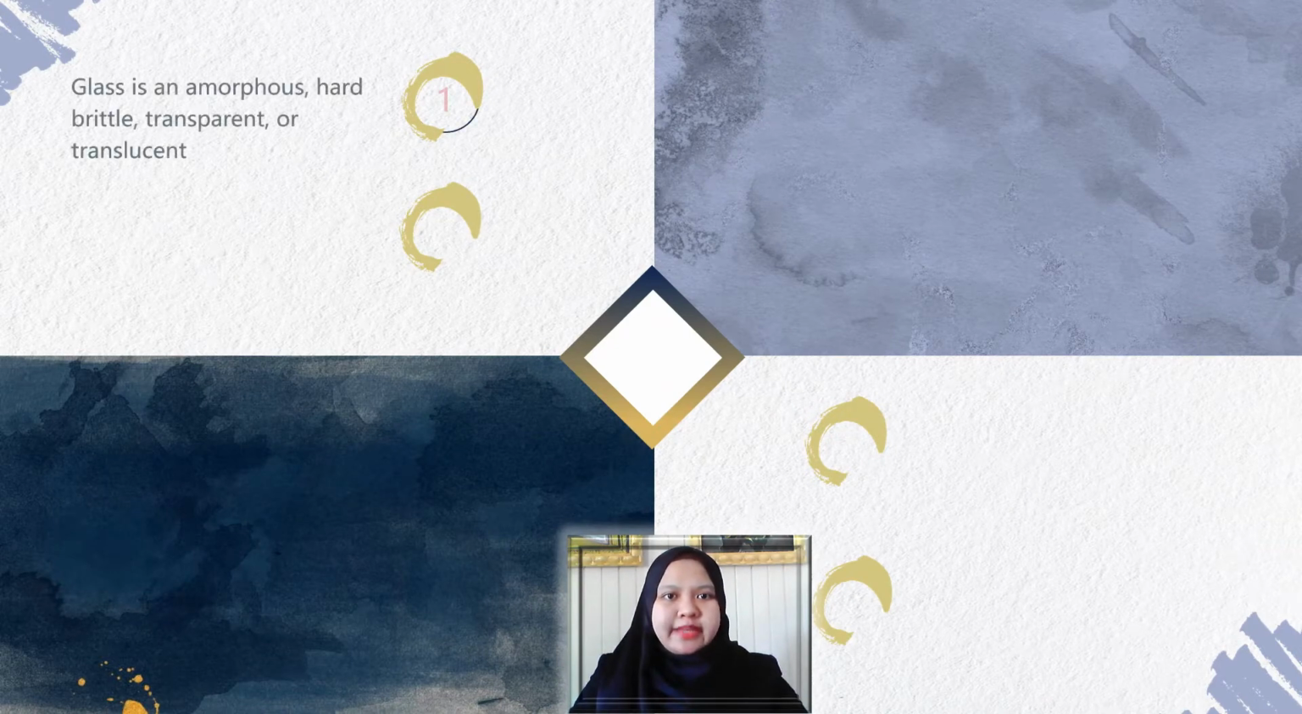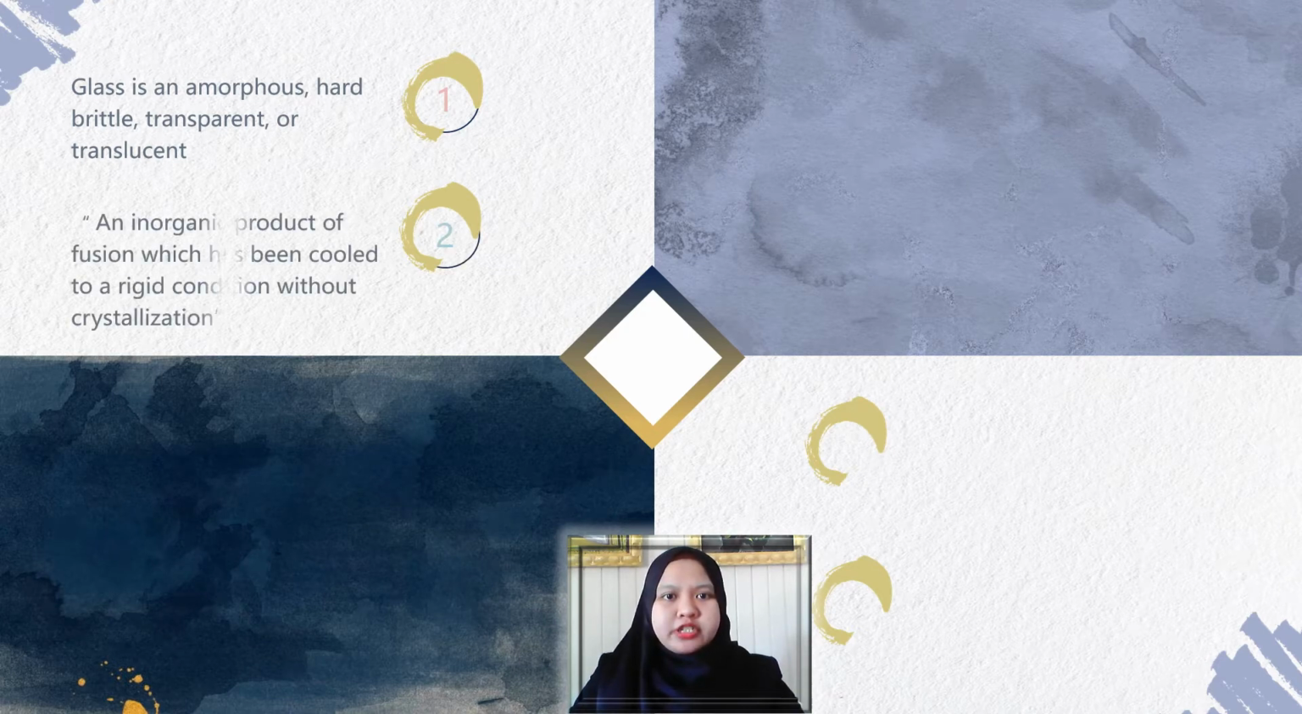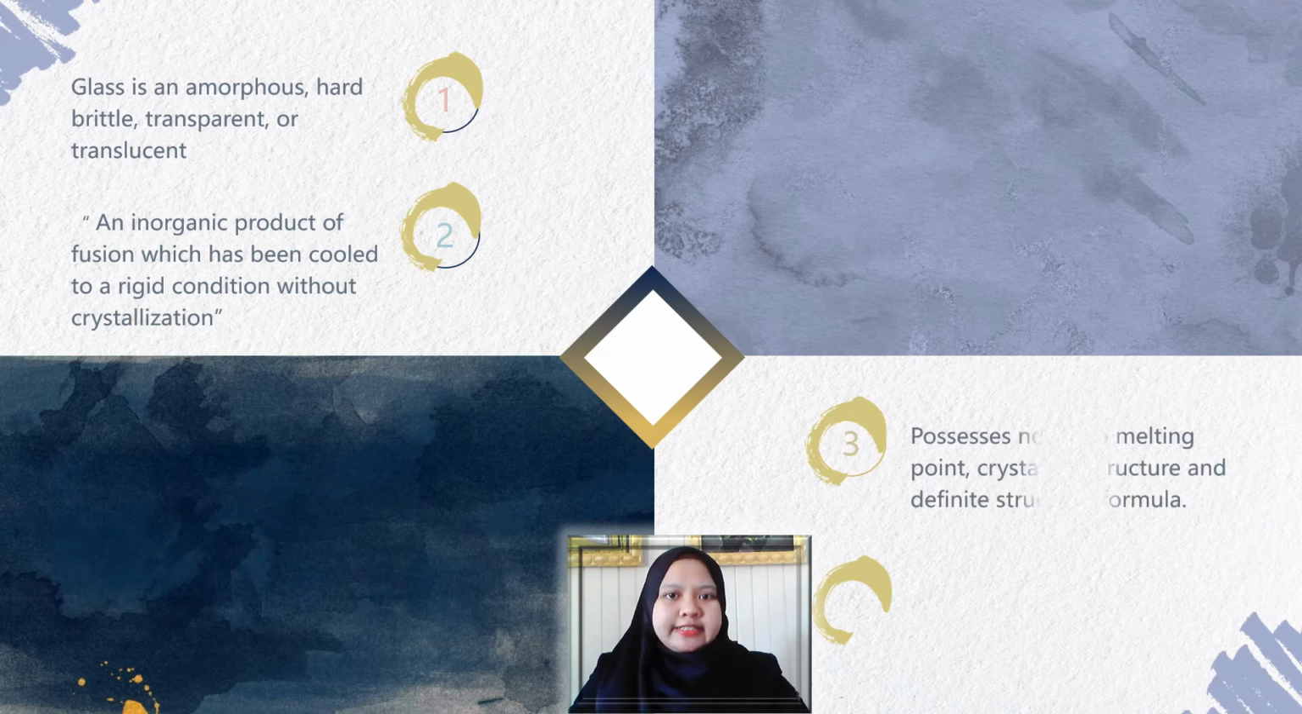Introduction. First of all, what is glass? Glass is an amorphous, hard, brittle, transparent or translucent supercooled liquid of infinite viscosity. According to the American Society for Testing and Materials (ASTM), glass can be defined as an inorganic product of fusion which has been cooled to a rigid condition without crystallization. It possesses no sharp melting point, crystalline structure and definite structural formula.